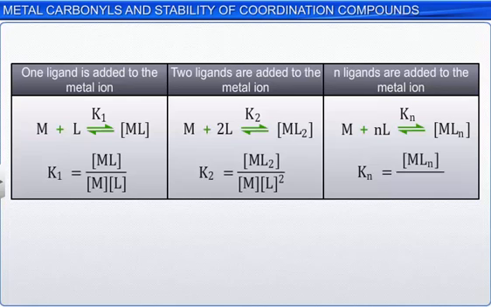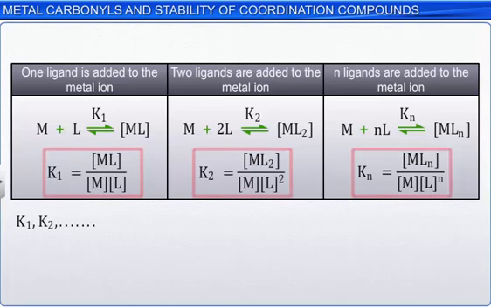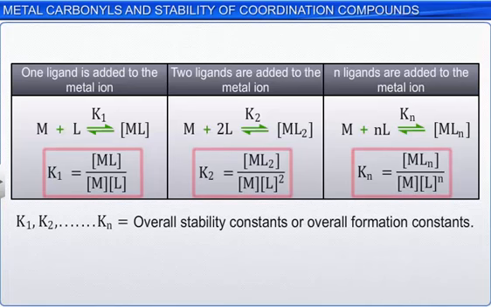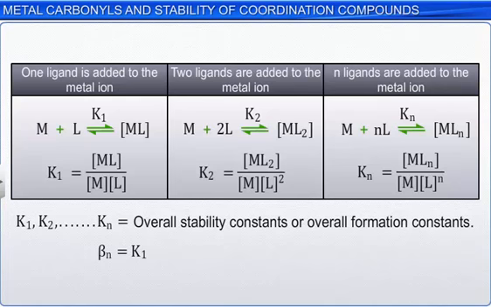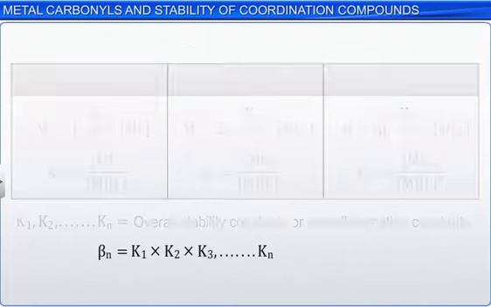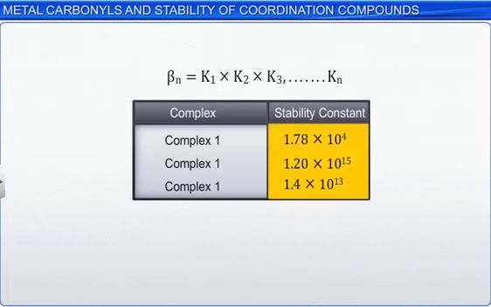The stability constants K1, K2 and Kn are known as overall stability constants or overall formation constants. The stepwise and overall stability constants are, therefore, related as beta n is equal to the product of K1, K2, K3, and so on up to Kn. Stability constants tend to be very large numbers. To simplify the numbers, a log scale is often used. Thus, the relation between the stepwise stability constants and the overall stability constant can be written in log scale as log beta n is equal to log K1 plus log K2 plus and so on up to log Kn.